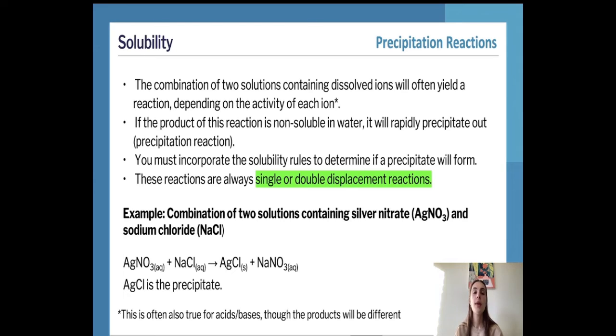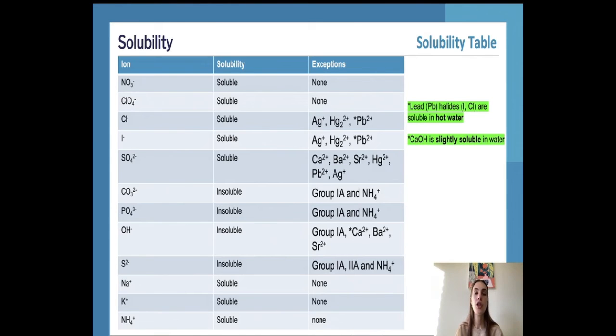You must incorporate the solubility rules to determine if a precipitate will form, using our table from before. You can determine if the products, say for example you have AgCl as a product, you will know that that's an exception to the chloride ion rule, and so hence there will be a precipitate, or an AgCl solid, that is produced in the reaction.